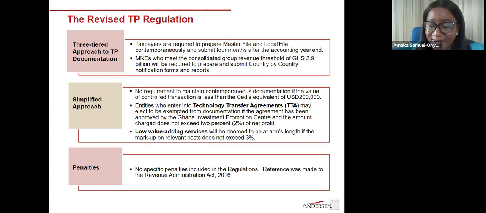Lastly, with respect to penalties, there were no specific penalties included in the regulation. Reference was rather made to the Revenue Administration Act of 2016. So this is a brief summary of the Revised Transfer Pricing Regulation. And now we will go into the panel session.